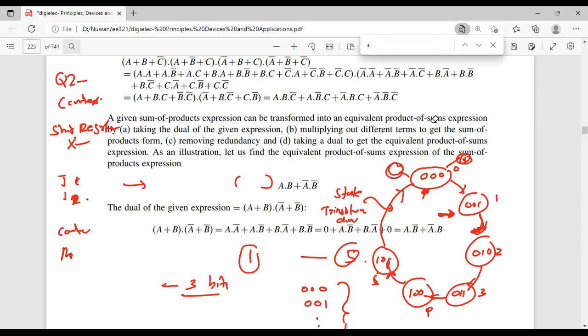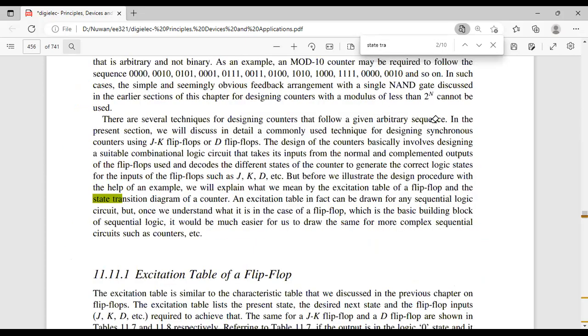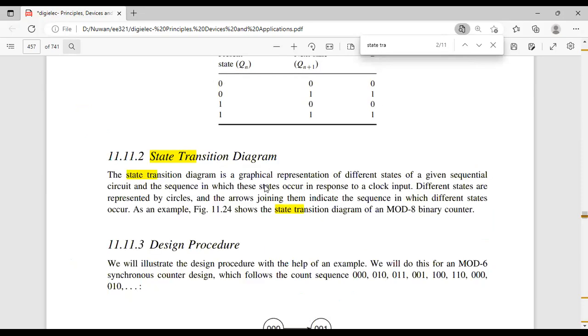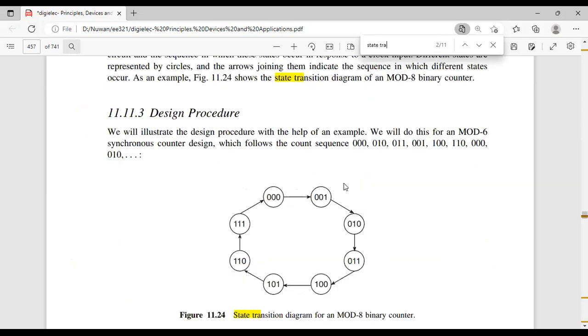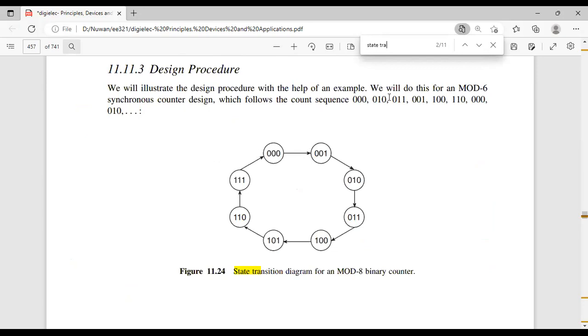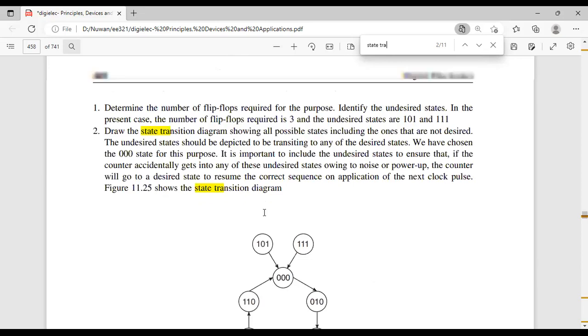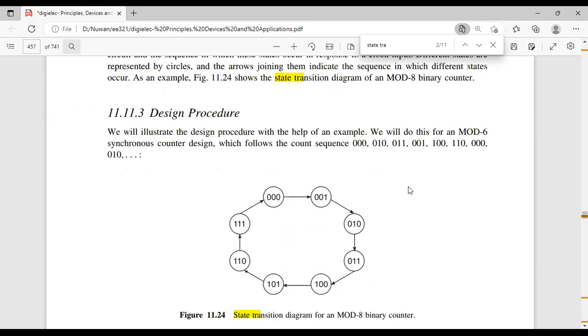Sorry, state transition diagram. Transition diagram. This one. These are the flip-flops, JK flip-flops. So you can see this state transition diagram for a mode 8 counter. All states are there actually. This kind of question will come.